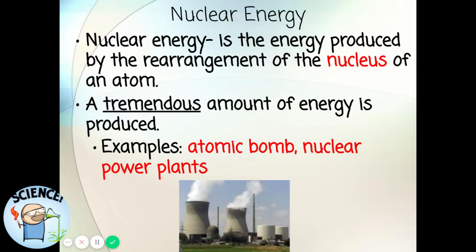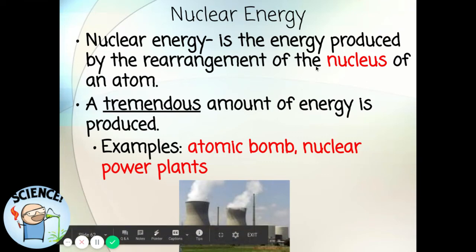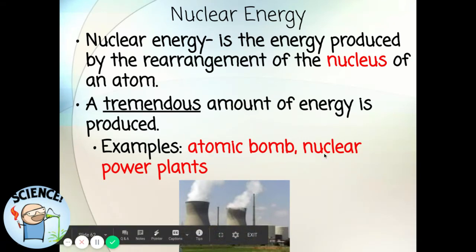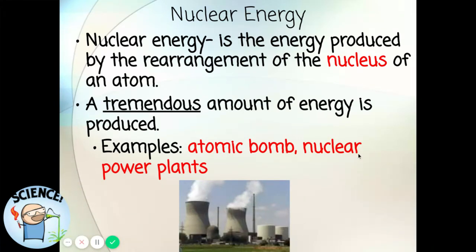So nuclear energy is the energy produced by the rearrangement of the nucleus of an atom. And rearrangement means something is changing specifically to the nucleus. So we're not looking at the atom as a whole, we're looking at the nucleus of an atom, and I'll show you some examples on the next page. Nuclear energy creates a very, very large amount of energy, which is why it's used. So some examples that you might have already heard of, the atomic bomb or nuclear power plants. So one of the reasons why nuclear energy is very popular around the world is because it creates a large amount of energy.